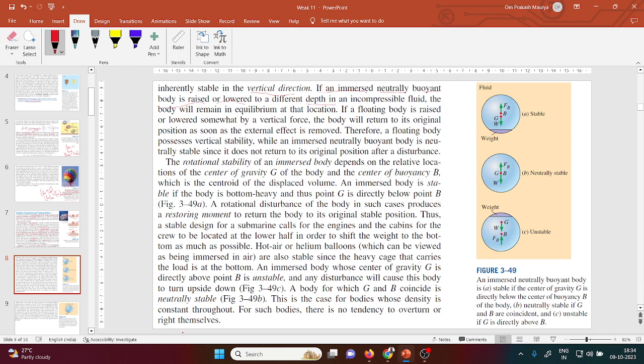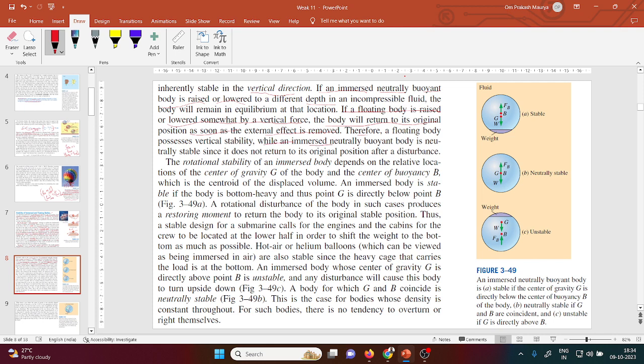So what is this figure telling, basically? Okay, let me read one line, then I will discuss. If a floating body is raised or lowered somewhat by a vertical force, meaning your buoyant force, the body will return to its original position as soon as the external effect is removed. Therefore, a floating body possesses vertical stability. This is talking about the vertical stability. If your body regains its original position, this is the vertical stability criterion.